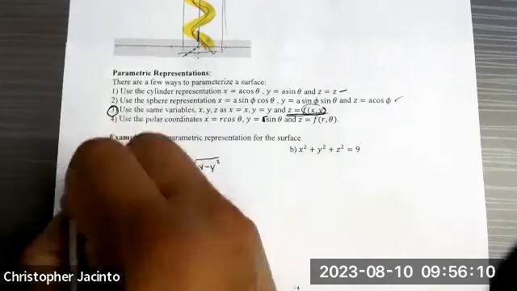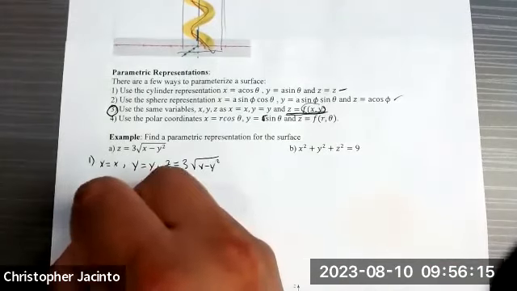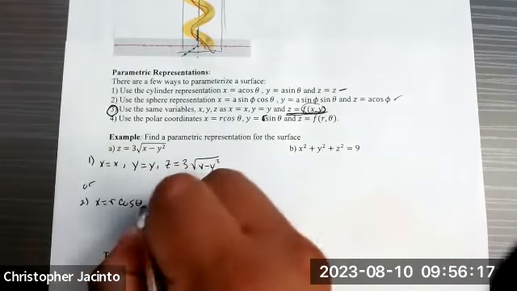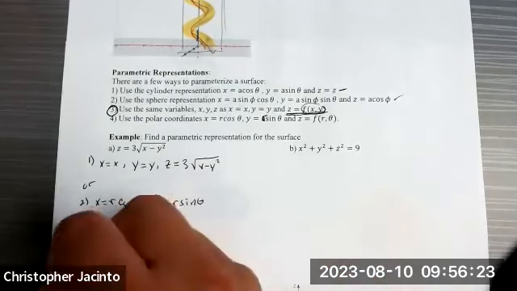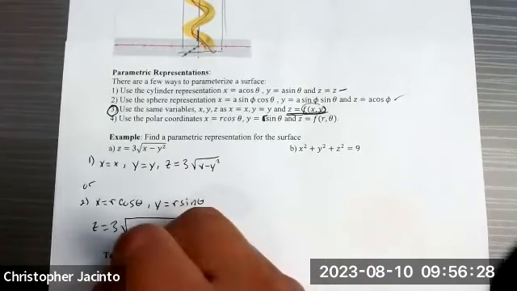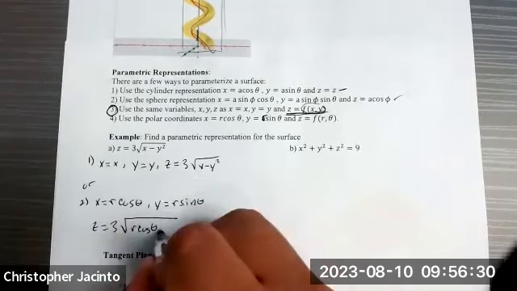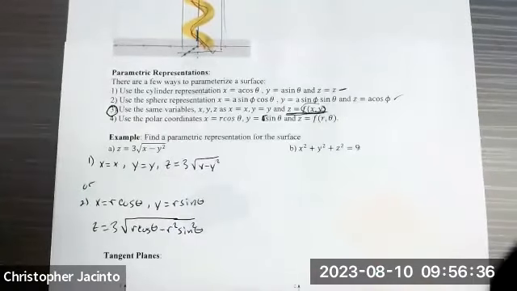Now, the other way we could do it is the other easy one, polar. So let x equal r cosine theta, let y equal r sine theta, and let z equal exactly this: 3 square root of r cosine theta minus r squared sine squared theta. That's another conversion we can have as well. So again, two different ones, that's still technically a parameterization. You just change the variables.